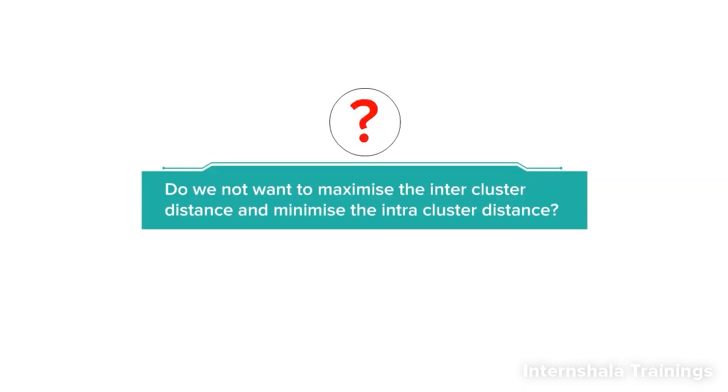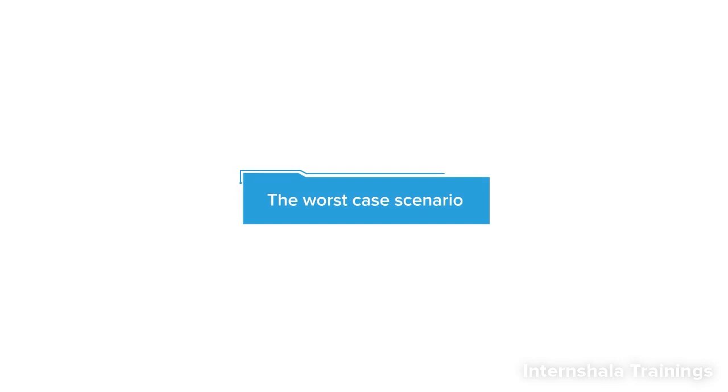But do we not want to maximize the inter-cluster distance and minimize the intra-cluster distance? Yes, the min stands for the minimum distance between the two clusters among all the inter-cluster distances. Actually here, we are considering the worst case scenario for inter and intra-cluster distance.